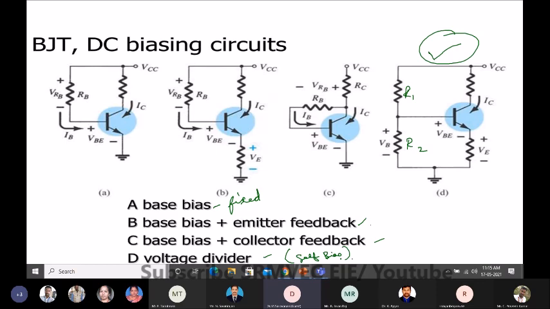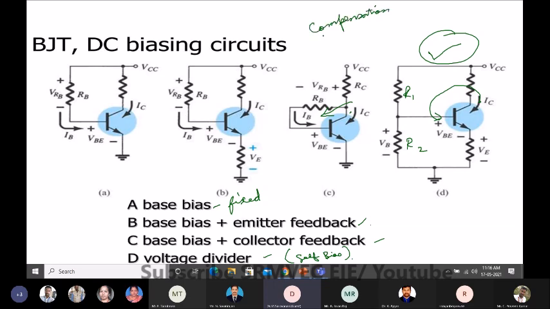Okay. But there is a problem in this biasing circuit. Why? Because there is a feedback loop. Okay. So feedback loop, what do you mean by feedback loop? From the output, a part is taken to the input. So due to this, what happens? The maximum output will not be obtained. So you can go for an alternative, which we call compensation.